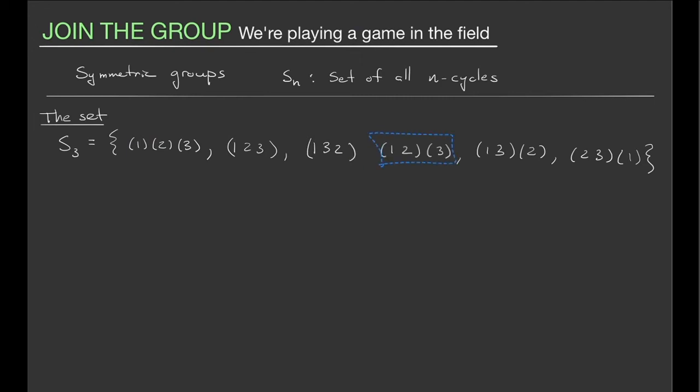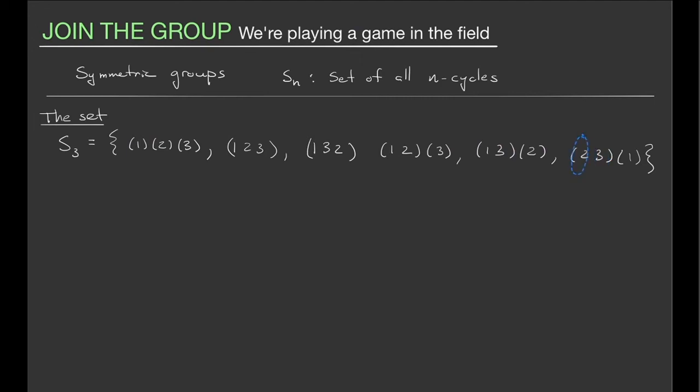The cycle here means we take and we send 1 to 2. We send 2 back to 1. So remember, anything at the end maps back to the thing at the beginning. So we have 1 and 2 essentially being swapped places, and then 3 stays in place. Here, 1 and 3 are swapped places, 2 stays in place. Here, 2 gets mapped to 3, 3 gets mapped to 2.